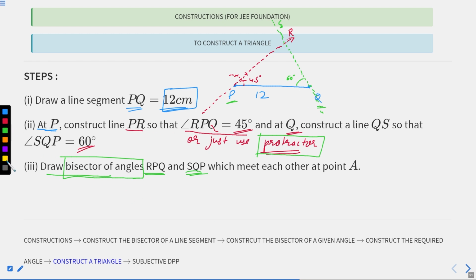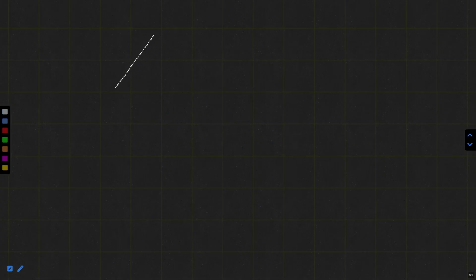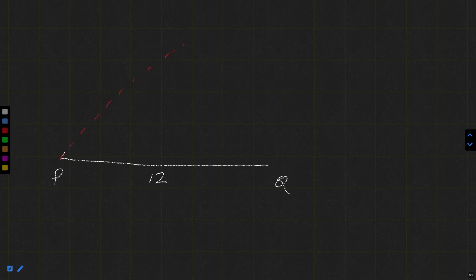Let me draw another diagram here. So our triangle, so far we have drawn like this. This is P, this is Q. This red line was R, and this is 45 degrees. This was the 60 degree angle. Let me use red so that you cannot be confused. Now we bisect this 45 degree angle.